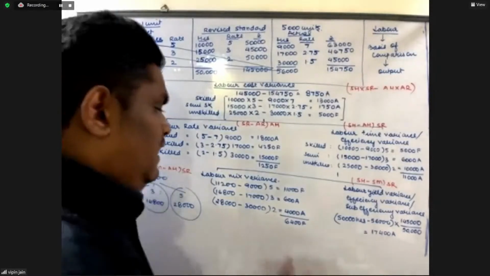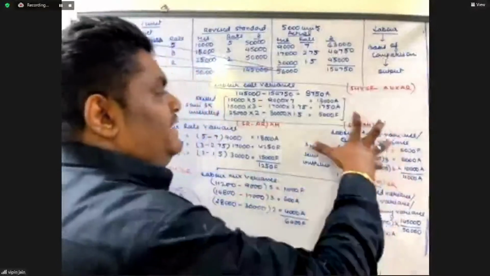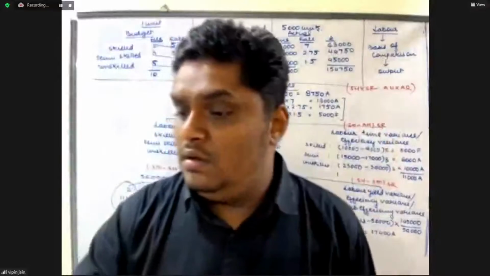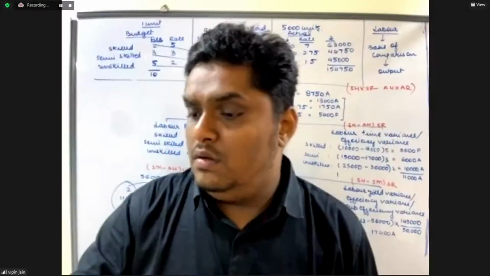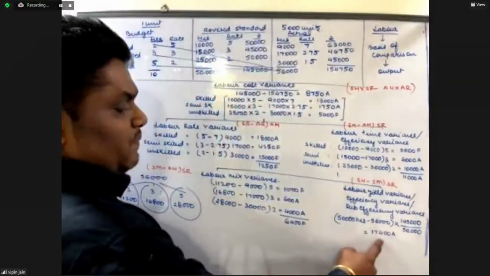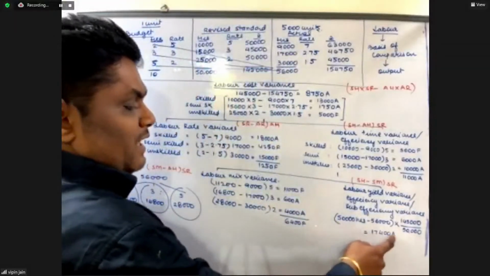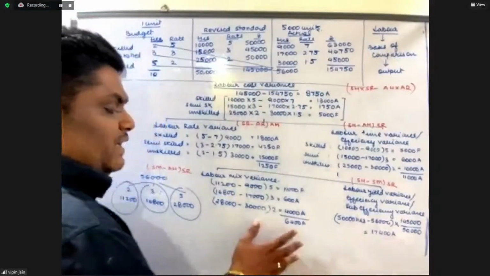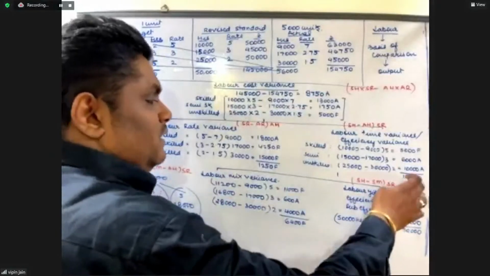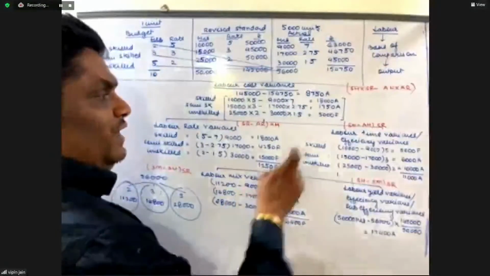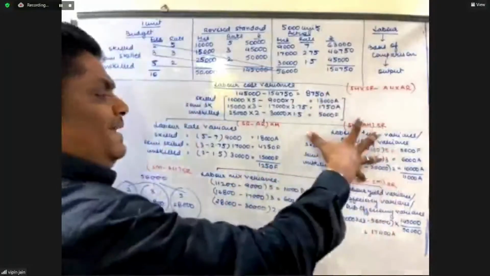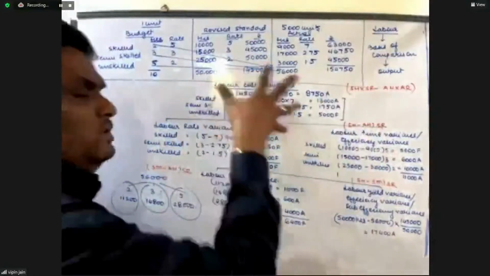Again, yes, labor mix plus yield will be time. Time plus rate will be cost. I repeat again, guys. 6,400, 7,000, 1,400. 17,000, 1,400 is adverse and 6,400 is favorable. So this is how I got 11,000 adverse. 11,000 adverse, 1,250 favorable. This is 9,750. So mix plus yield will be time. Time plus rate will be cost.